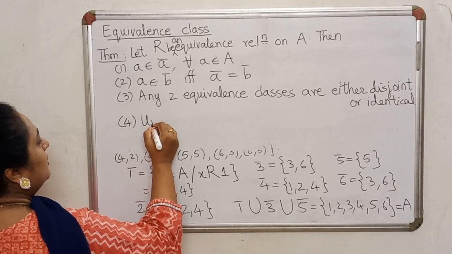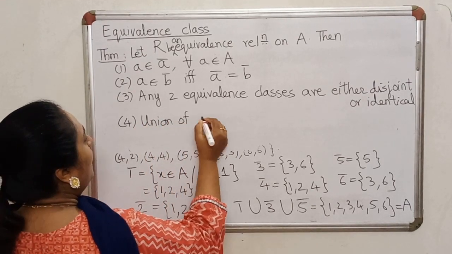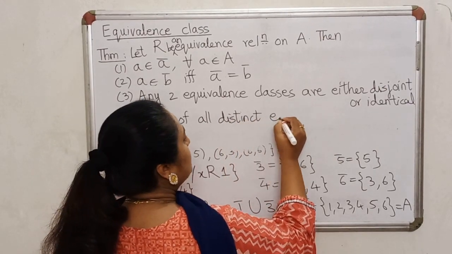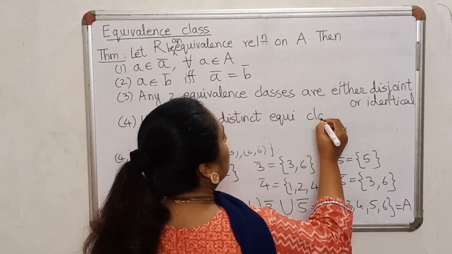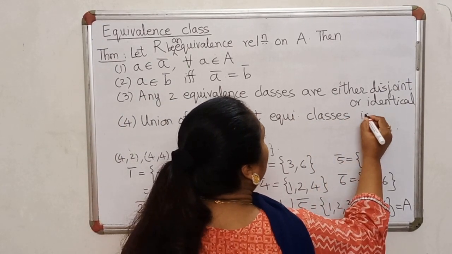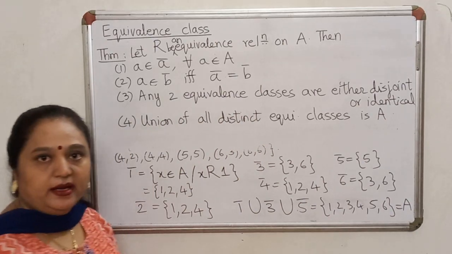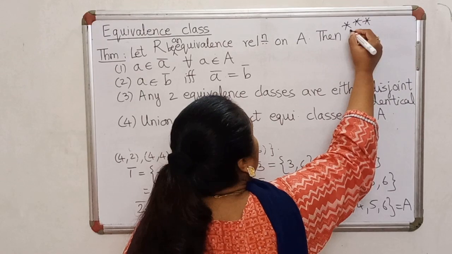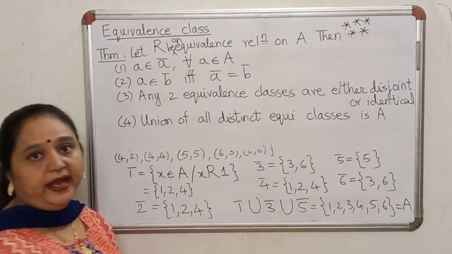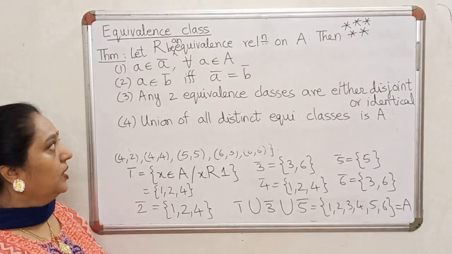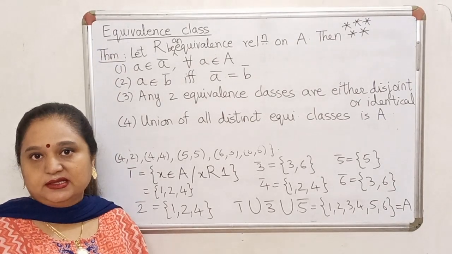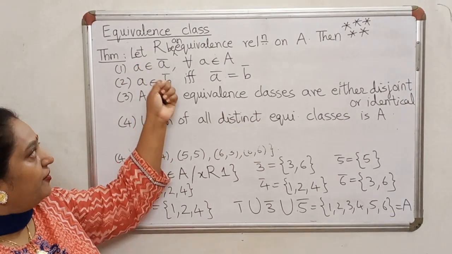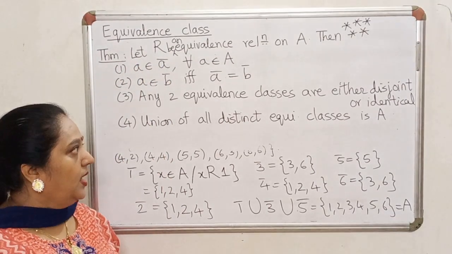So union of all distinct equivalence classes will always give us the whole set. Now for this theorem, I usually like to mark 5 stars because properties of equivalence classes are used fairly often. So you must be familiar with these properties.